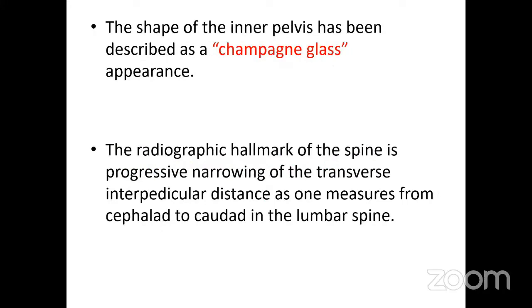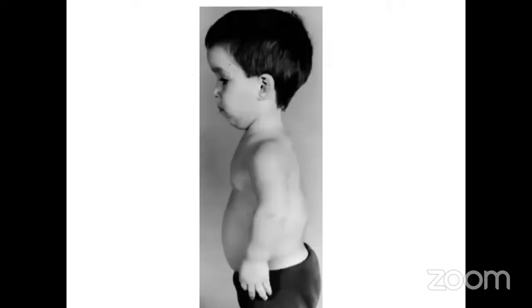And the patient will be having a typical trident hand. Why? Because of the gap I already told between the ring and the middle finger. And the inner pelvis, the shape is actually described as a champagne glass appearance because the inner pelvis looks like a champagne glass. And the radiological hallmark is the progressive narrowing of the interpedicular distance as one measures from cephalad to caudal. So what happens when the interpedicular distance decreases? Canal stenosis, and the patient may suffer from neurogenic claudication due to lumbar canal stenosis.